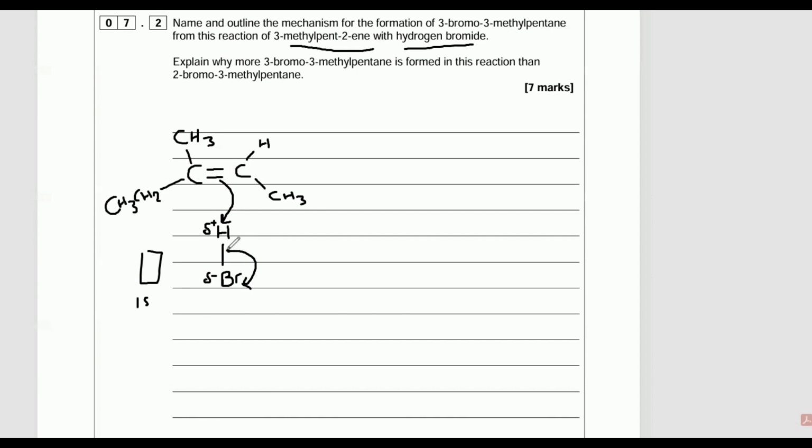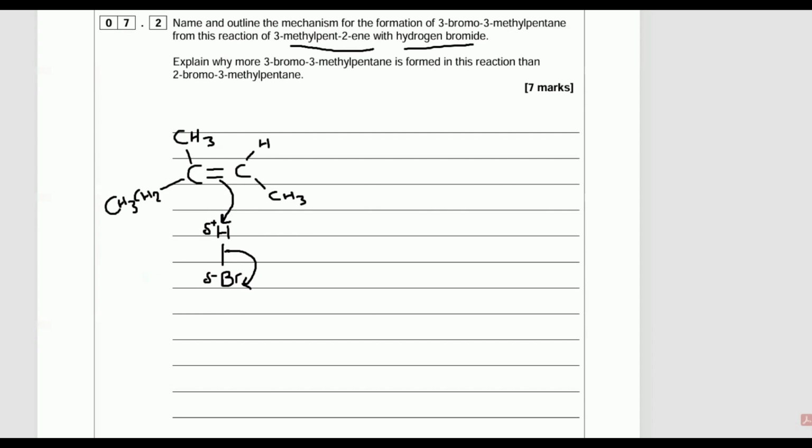Make sure you draw this curly arrow touching that bond, or as close to touching as you can get, and then coming down to the bromine. You don't want the examiner to think that you're doing that. That would not get you the mark because the examiner will think you're saying the electrons are coming from the hydrogen and not the bond. Okay, there we go. So let's make sure we do that.